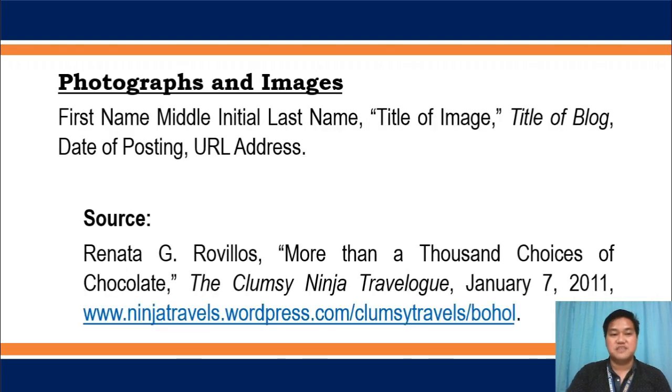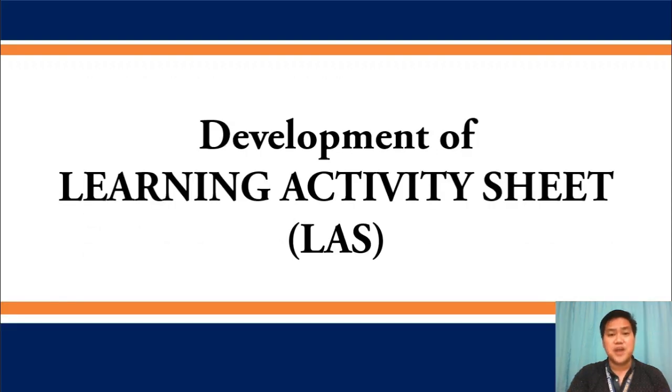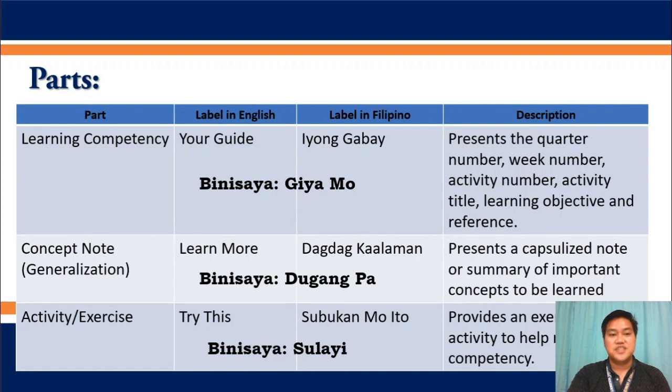For photographs and images, cite it starting with the first name, middle initial, and last name of the author, title of the image, or title of the blog, date of posting, and the URL address if it's an online material. Part of our SIM is the development of the learning activity sheets. These are the important parts of the learning activity sheets.